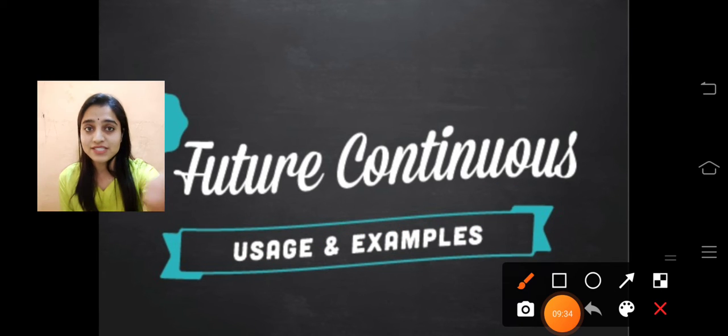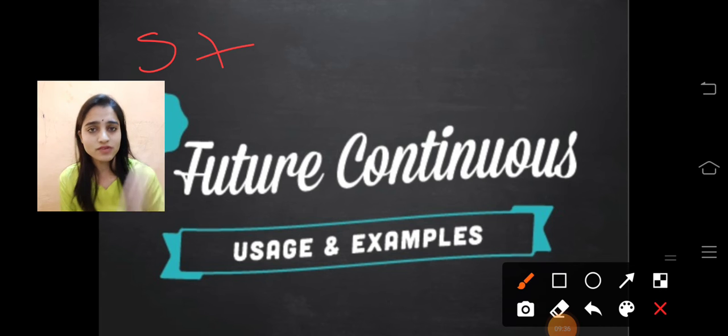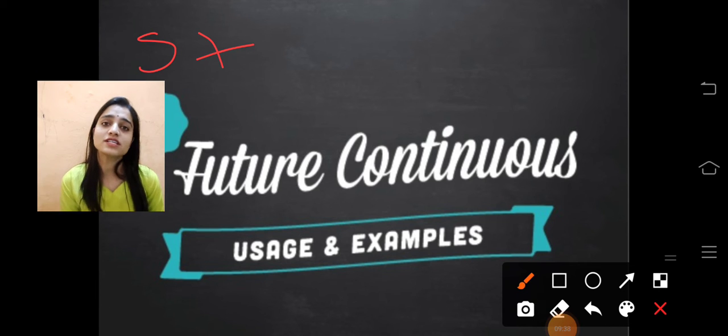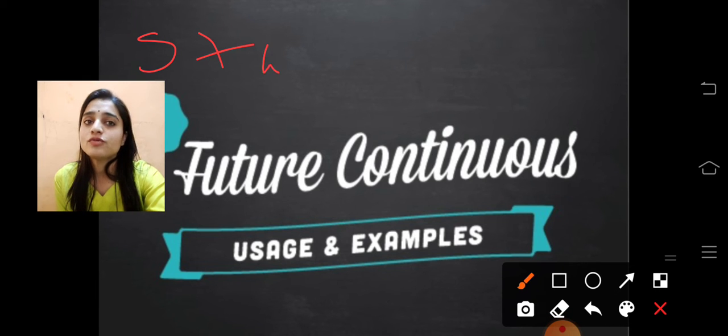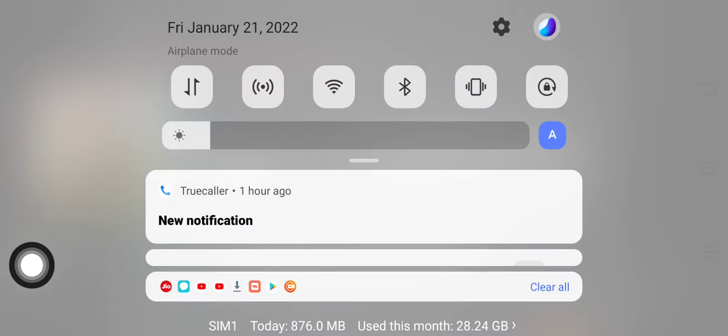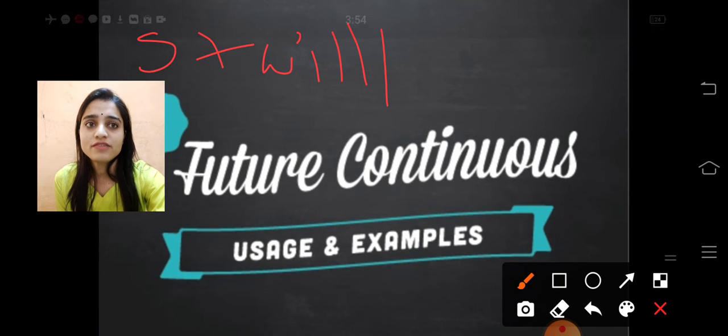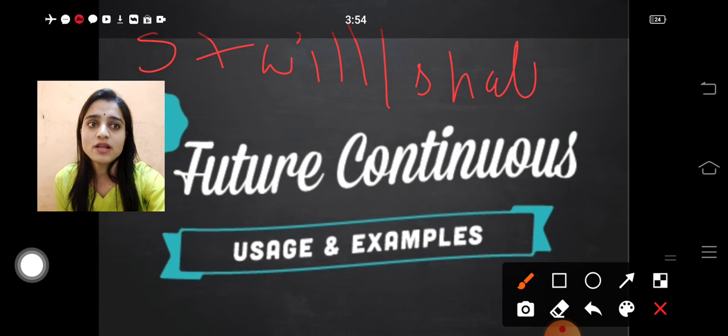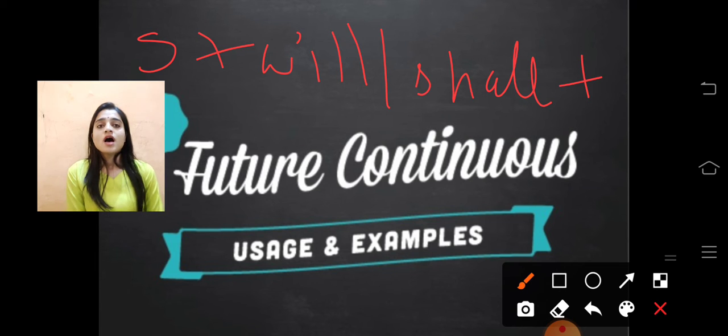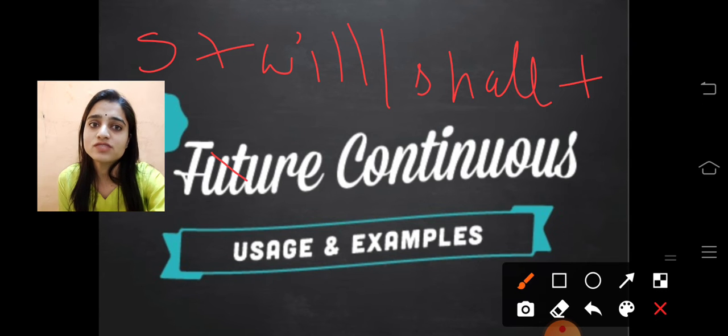That is, you will be having the subject, very obvious, the subject of the sentence. Then because it is a future tense, we'll be using will, shall. Along with will, shall, because these are modals, and modals always carry the first form of the verb, we will be having the first form of the verb, that is be.